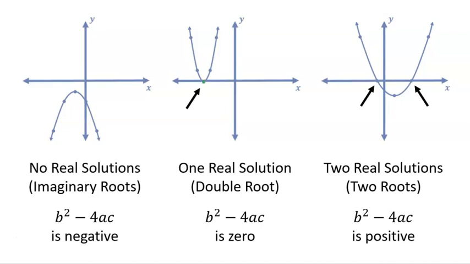Here we can see that this particular parabola hits the x-axis at a single point. That's going to be called a double root, and we'll talk about why it's called a double root. But that's going to mean that it has one real solution. And then here we can see that it hits the x-axis twice, once here and once here, and that means we have two real solutions or two real roots. And we'll talk more about the discriminant or what these are when we get into the quadratic formula.